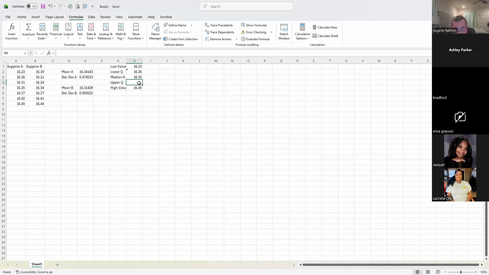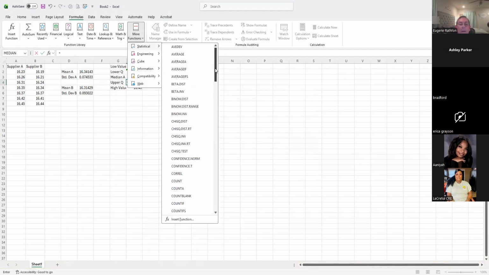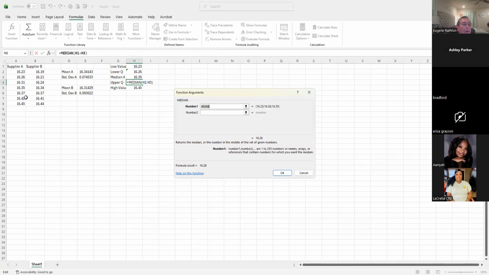All right, now on the upper quartile, I'm going to hit equals, go to more functions, statistical, median, and then highlight our lower half of data.